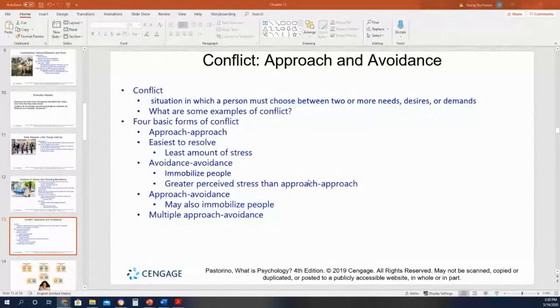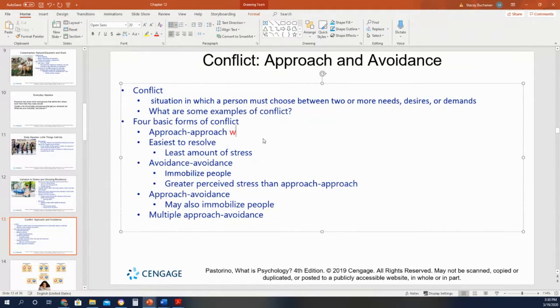So we have 4 basic forms of conflict. These are situations where you have to choose between 2 or more things. So we have approach. You can think of this as win-win situations.